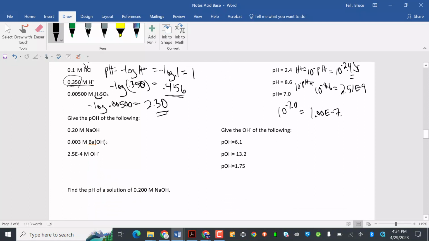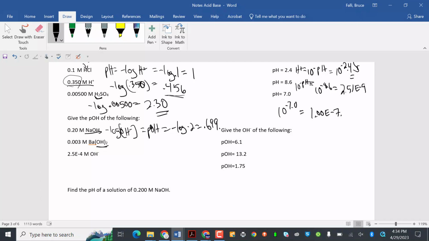Give the pOH. Oh, pOH. So remember, negative log of OH negative equals pOH. And that's my first thought for pOH. So this is a strong base, group 1 hydroxide. So negative log of 0.2. Negative log 0.2 is 0.699.